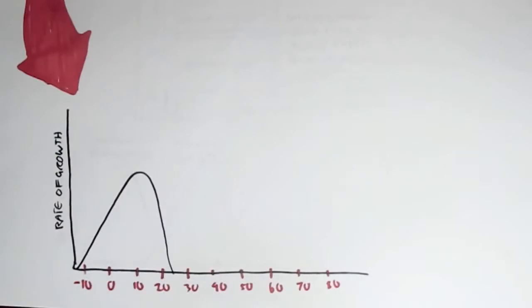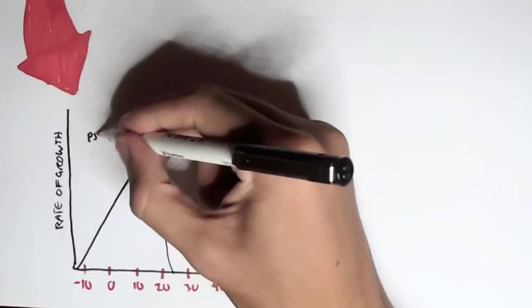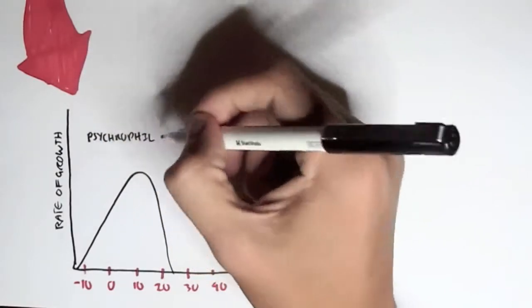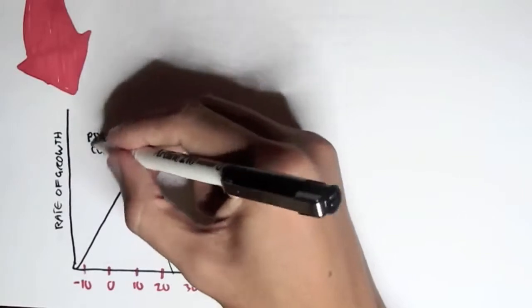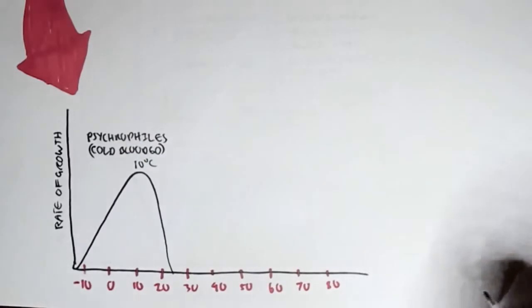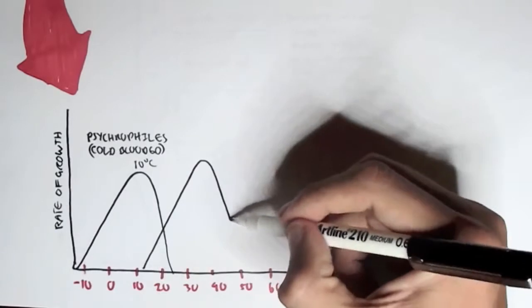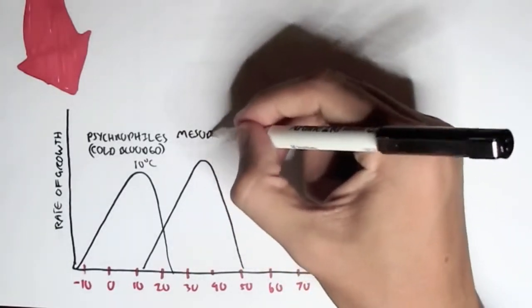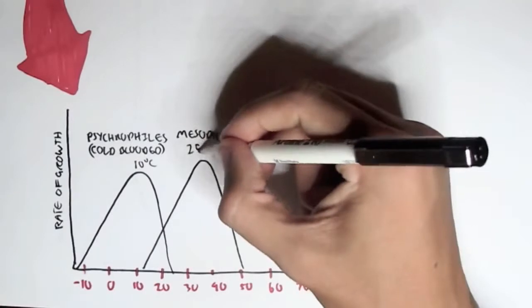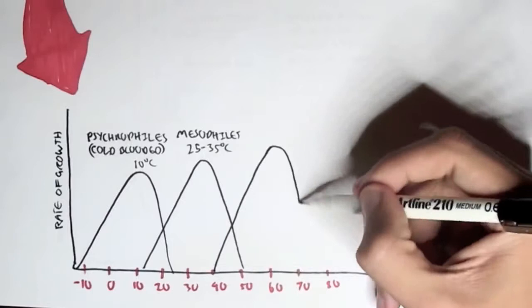So this first graph, where we see an increase in rate of growth, are a group of bacteria known as psychrophiles. And they are essentially cold-loving. Their optimum growth is about 10 degrees Celsius, so really cold. And we can see at the 10 degrees Celsius that we have optimum growth for these types of bacteria. The other type of bacteria are known as mesophiles, and their growth is optimum at about between 25 to 35 degrees Celsius. And as you can see by the graph, the top is roughly around this area.